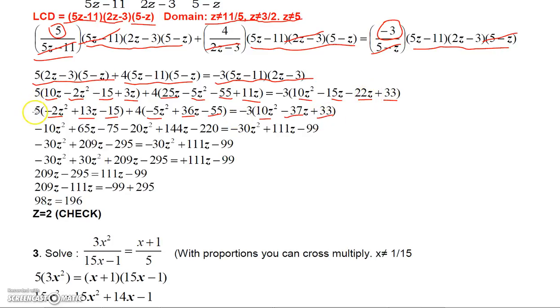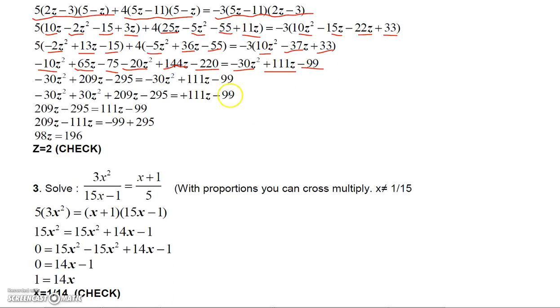Okay, now let's distribute. 5 times negative 2z squared is minus 10z squared. 5 times 13z is 65z. 5 times negative 15 is negative 75. 4 times minus 5z squared is minus 20z squared. 4 times 36z is 144z. Grab a calculator if you need to. 4 times negative 55 is negative 220. Over here, negative 3 times 10z squared is negative 30z squared. Negative 3 times negative 37 is positive 111z. And then negative 3 times 33 is negative 99.